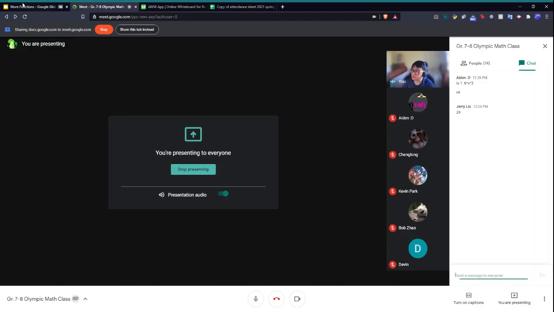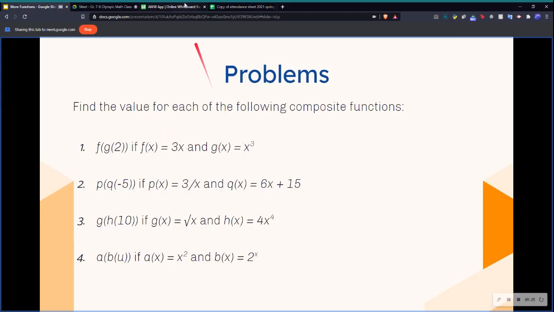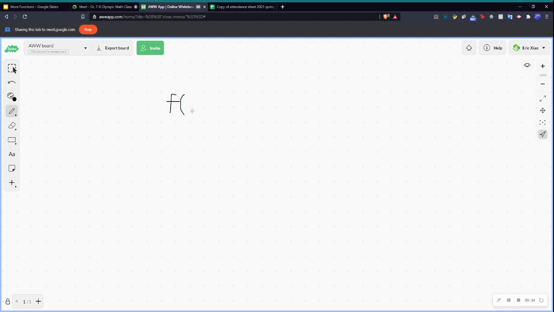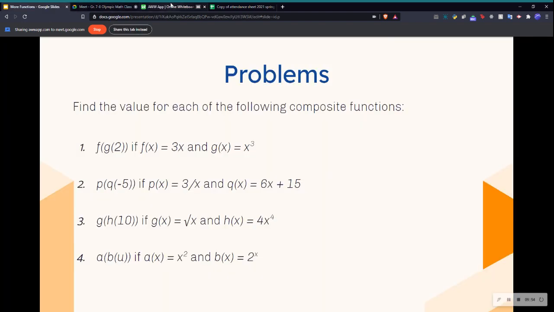24. Jerry got 24. I think that's correct. Yeah, 24. Here, let's take it up on the whiteboard. So you want f of g of 2. Also, I should write f. Let me write the definitions again. So f of x was 3 times 3x, sorry, f of x is 3x. And g of x was x cubed.